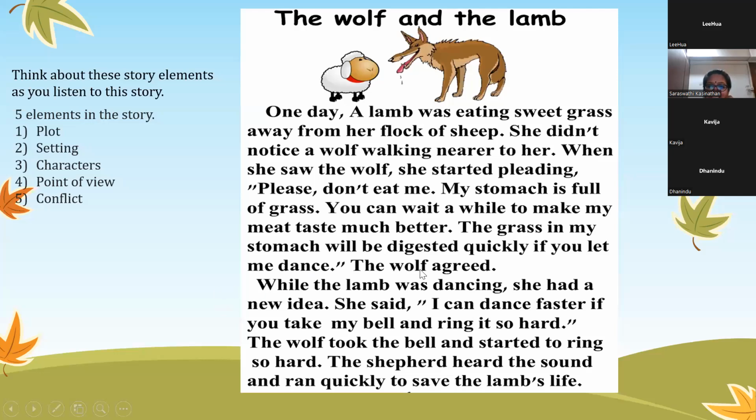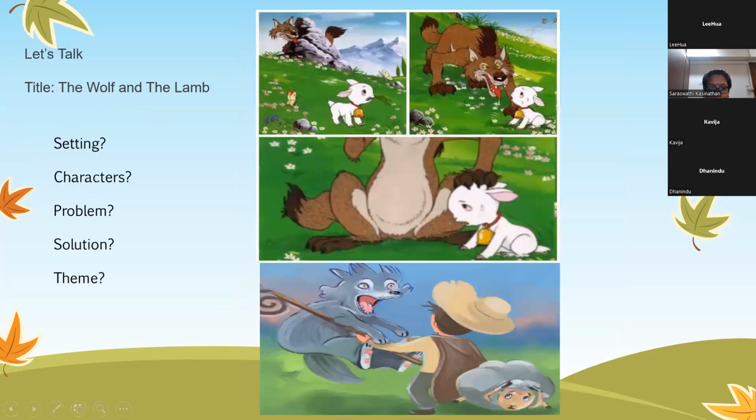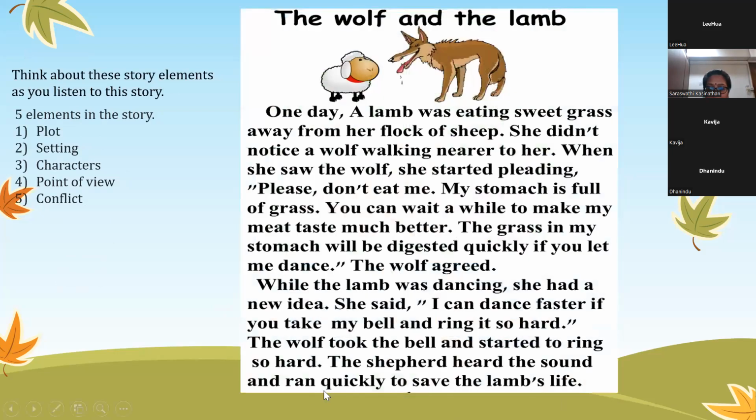The wolf agreed. While the lamb was dancing, she had a new idea. She said, "I can dance faster if you take my bell and ring it so hard." The wolf took the bell and started to ring so hard. The shepherd heard the sound and ran quickly to save the lamb.